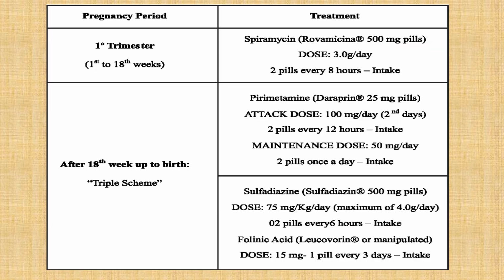इस chart में basically आपकी जो dosages हैं और जो उसका detailed description है वो mentioned है. First 18 weeks spiramycin, and after 18 weeks triple scheme जिसमें you'll give the pyrimethamine, sulfadiazine, and leucovorin, which is folinic.